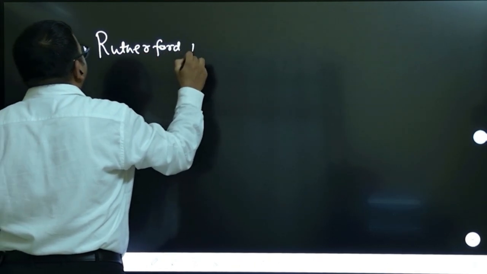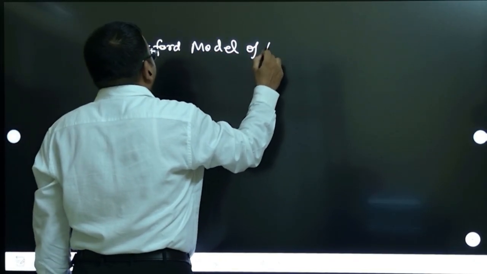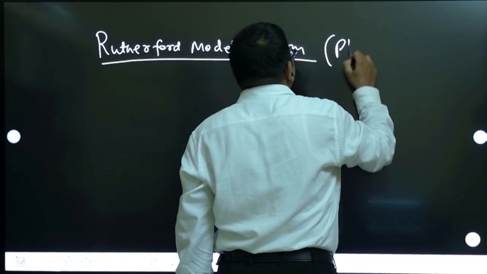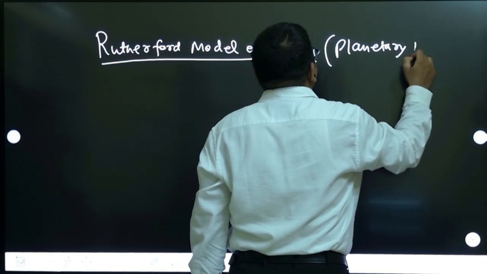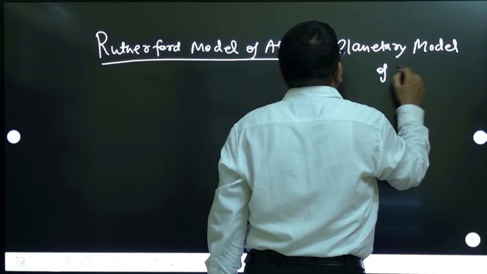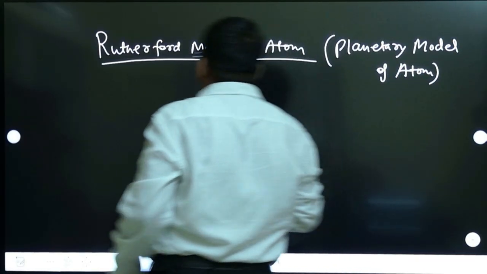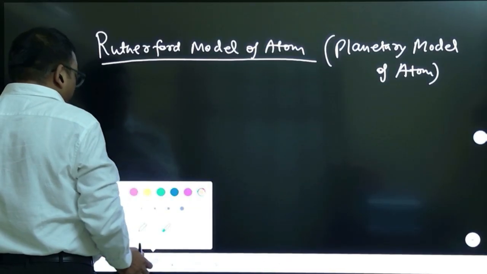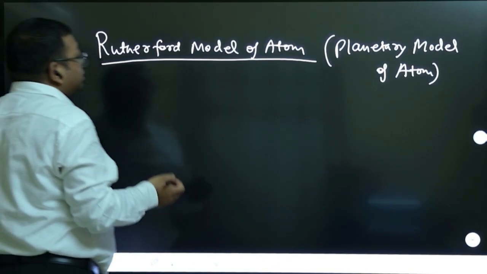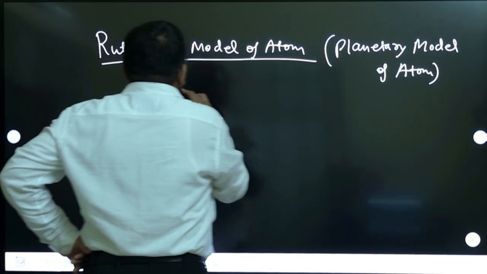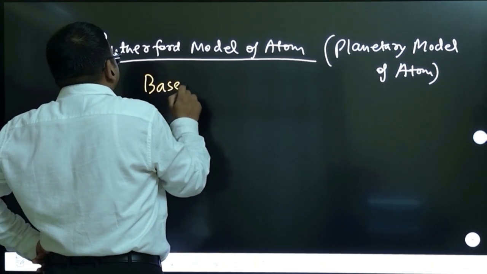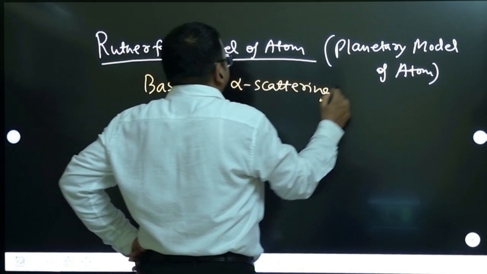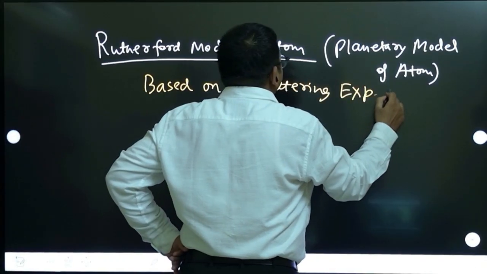Rutherford model of atom. It is also known as planetary model of atom. The Rutherford model of atom is based on the alpha scattering experiment. Alpha scattering experiment.